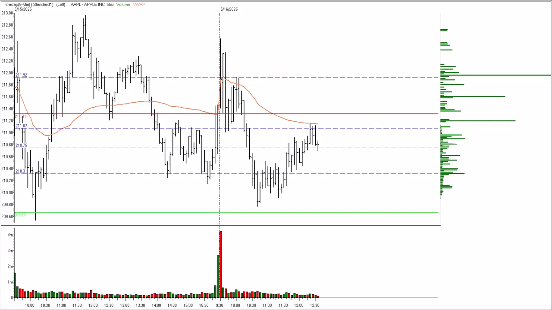All right, so let's take a look at this. So, here's a breakdown on a couple of things that I think are going on in the case of Apple. You can probably apply this to just about anything that's trading this way this morning. But first up, we've got a VWAP rejection short.